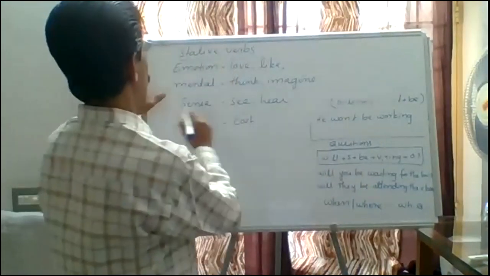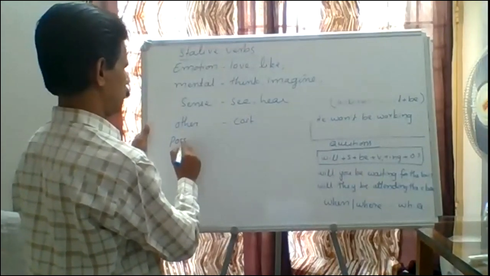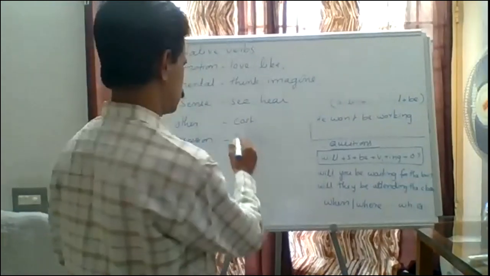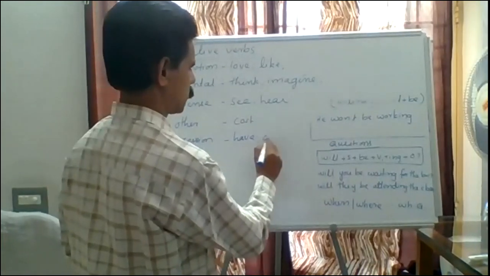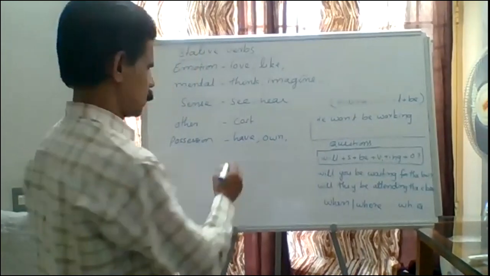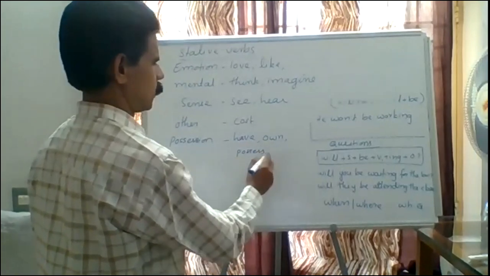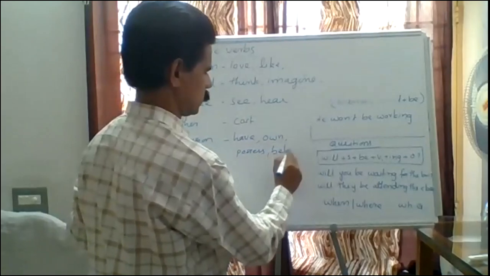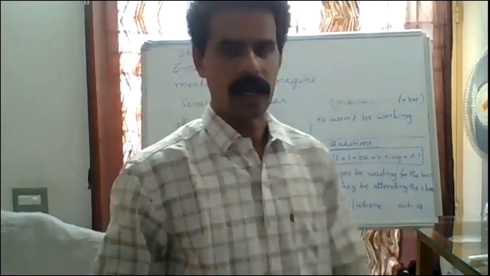Another category is possession, verbs of possession. What are the possession verbs? That is have. For example, if you use have, it is possession. Own, possess also, and belong. These are some of the words I wrote here.